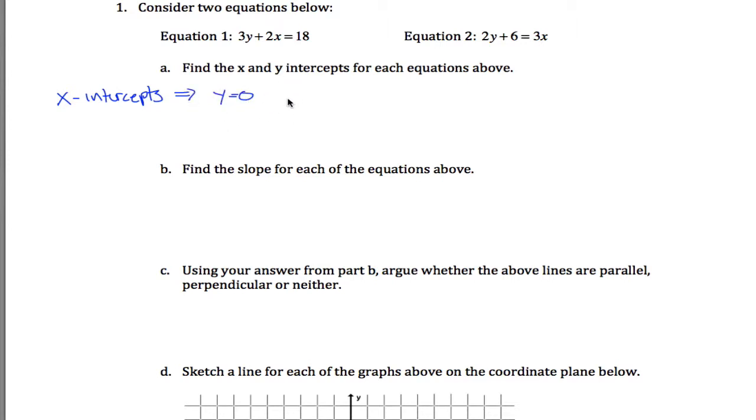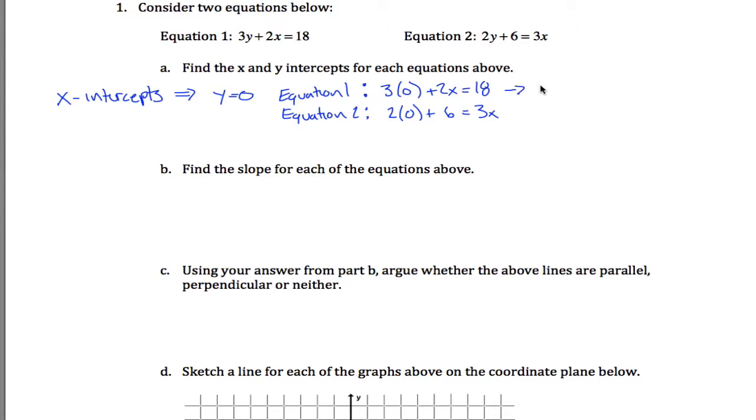So if y equals 0, how should I do this? Equation 1 would become 3 times 0 plus 2x equals 18. And equation 2 would become 2 times 0 plus 6 equals 3x. So I want to solve both of these.